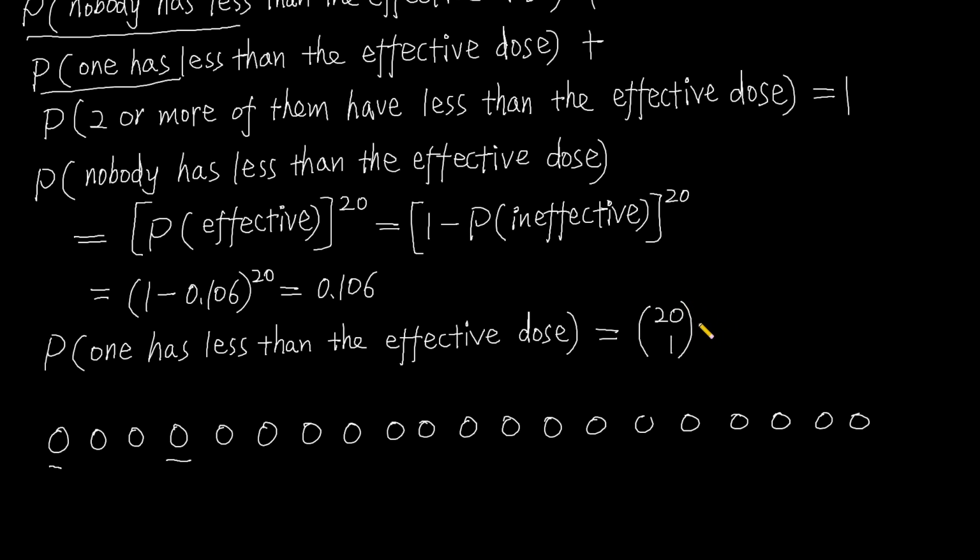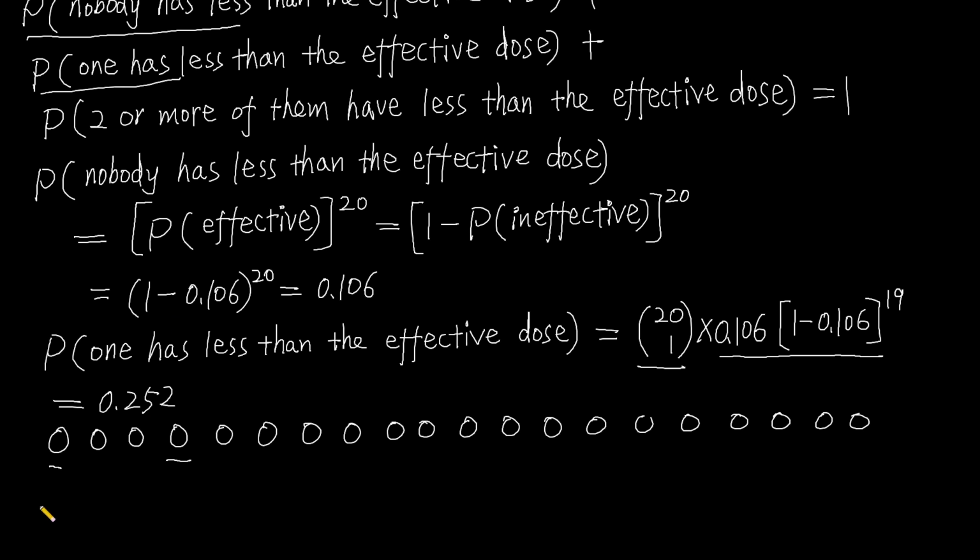And the probability of each case is one person has less than the effective dose, that is 0.106, multiplied by the remaining 19 people having the effective dose, that is 1 minus 0.106, to the power of 19. So we multiply them: this is the number of cases, and this is each case's probability. So this equals 0.252.